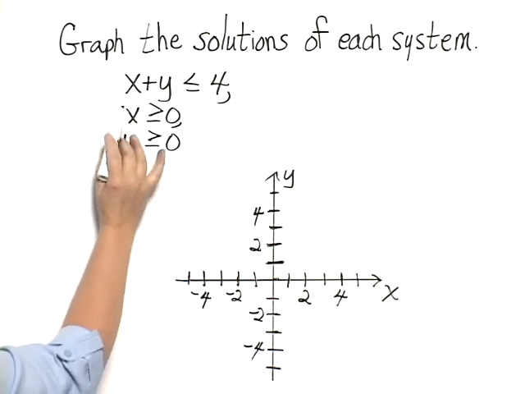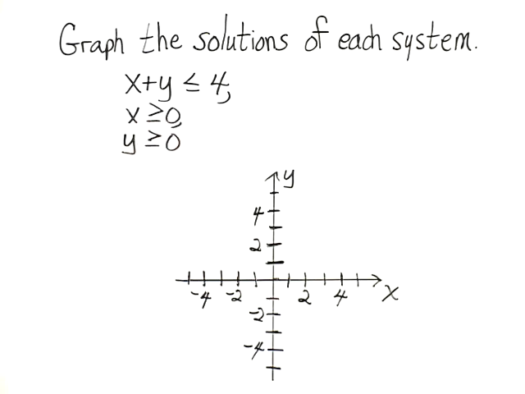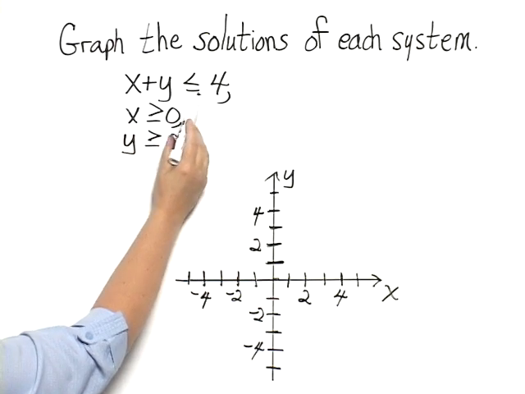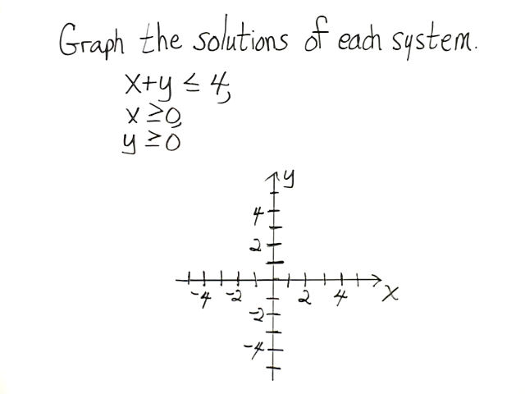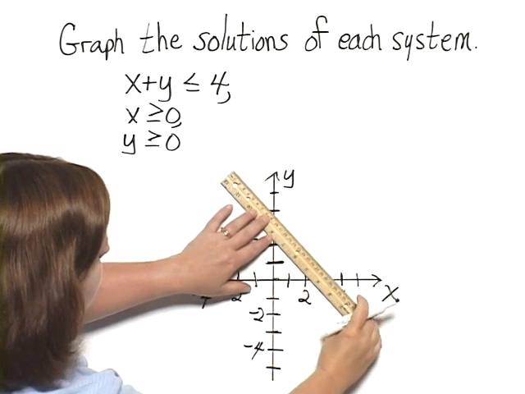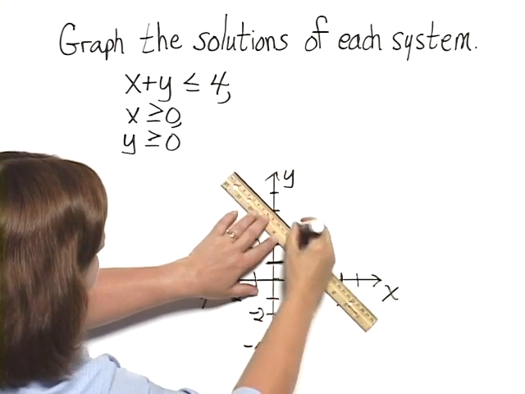So let's begin by looking at the first inequality, x plus y is less than or equal to 4. To graph that, we begin by graphing the line x plus y equals 4, and we graph it solid because the inequality symbol is less than or equal to. That goes through 4 on the y-axis and 4 on the x-axis. Those are the x and y intercepts. So I will graph the line.